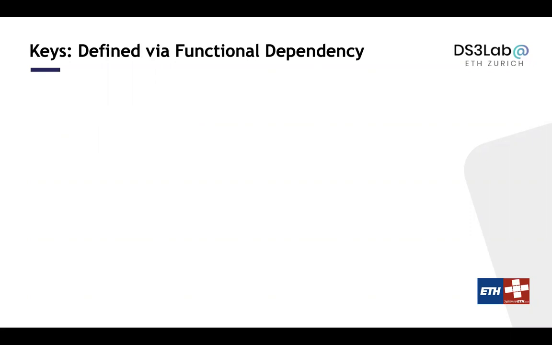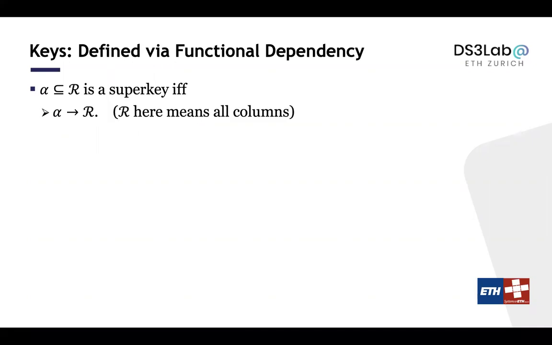So once we know the definition of functional dependency, how can we use it? Well, we can finally formally define what a key is. So let's say you have a subset of attributes, alpha. We say it is a super key if and only if there's a functional dependency from alpha to all the other attributes in R, which essentially means that if you gave me a value on alpha, I can uniquely identify the values for all the other attributes in relation R. If that is true, we call alpha a super key.